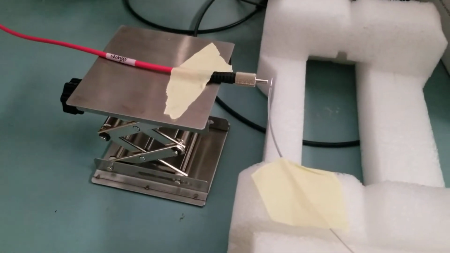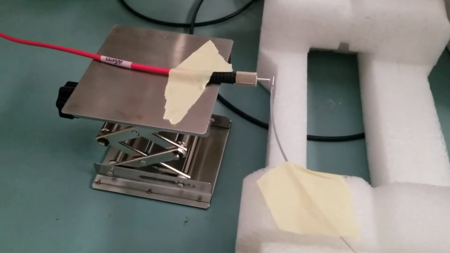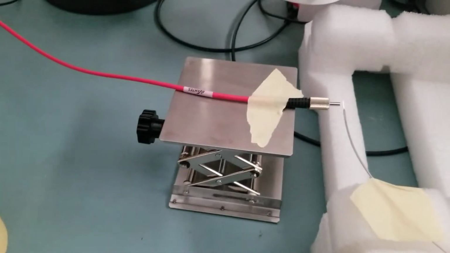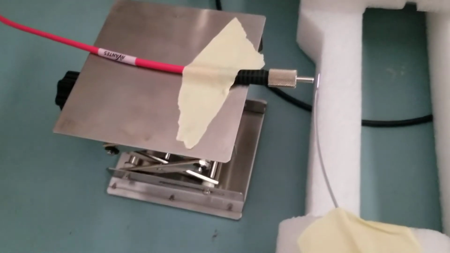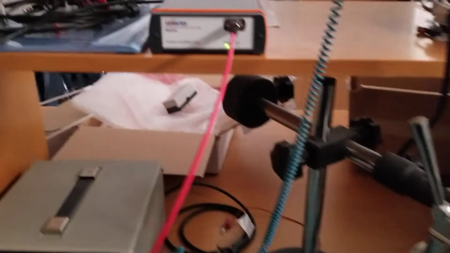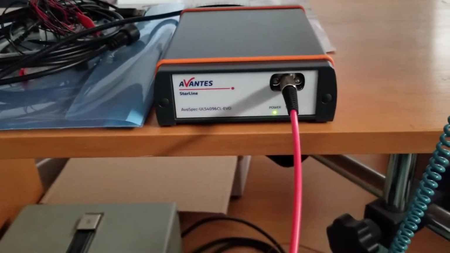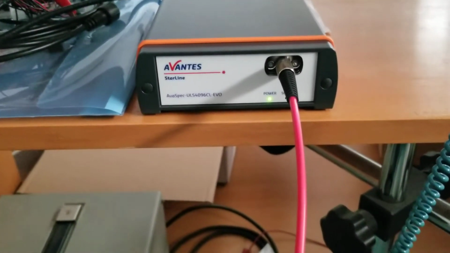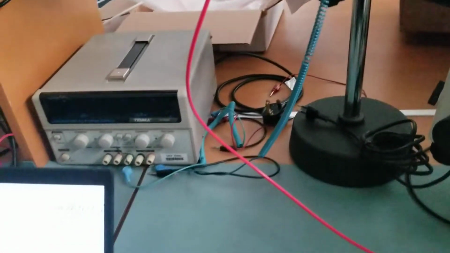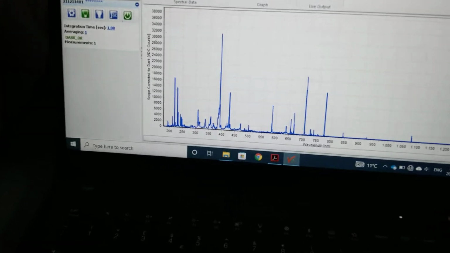Can you open the spectrum for a second? And we have the fiber optic right there to collect the spectrum. And this is our spectrometer right here, Avante spectrometer, which is hooked up to the computer. And this is the spectrum that we see.